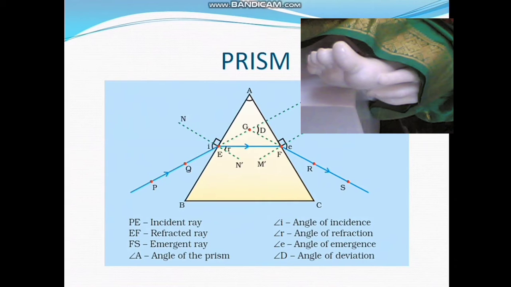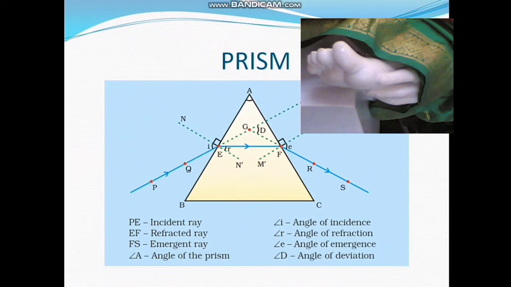Now draw a straight line PE inclined to one of the refracting surfaces, say AB, of the prism. On one side, you are drawing a line called PE, that is the incident ray. Now choose two positions on the line PE, that is, choose one position at P and another position, say Q.